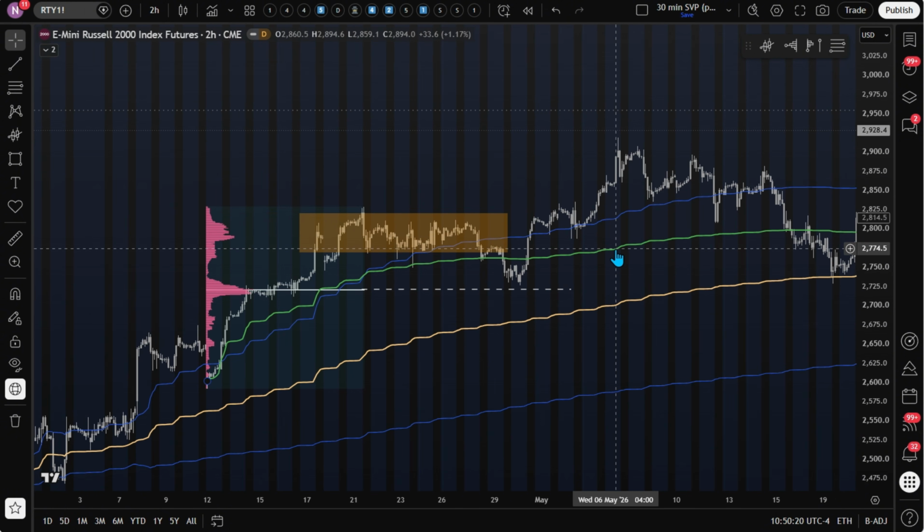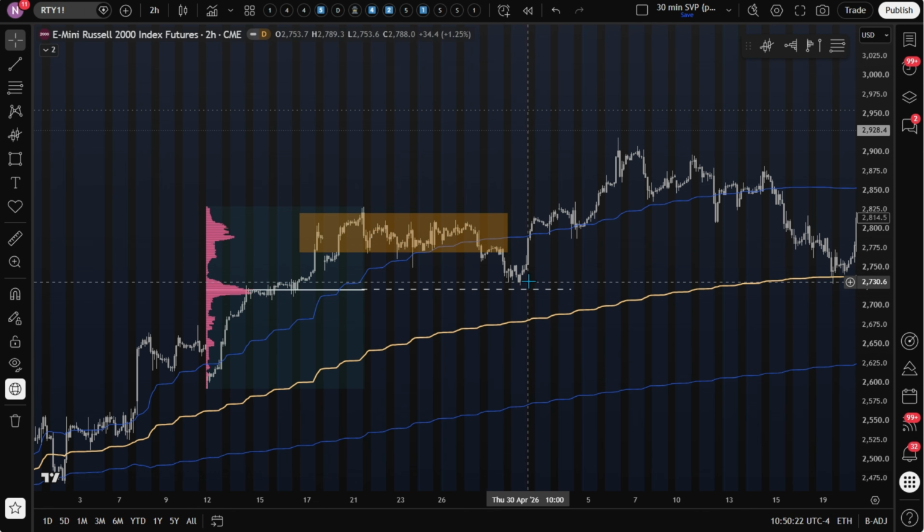Let's go ahead and look now, since we suspect this is potentially a new uptrend, let's look at our anchored VWAP from right there.